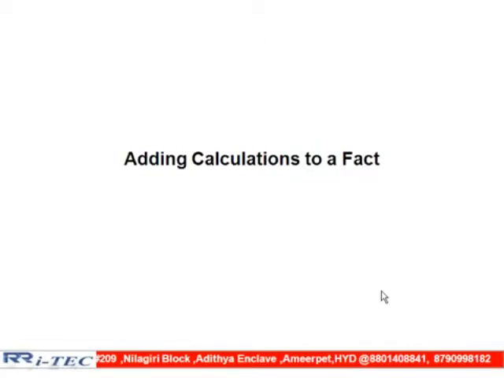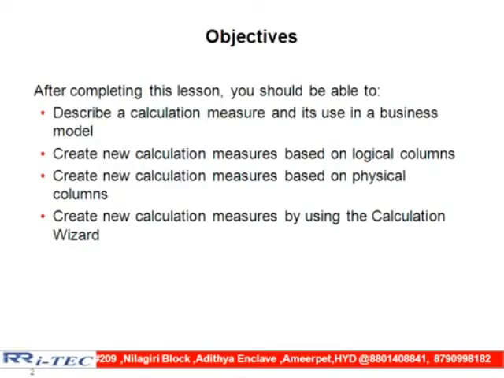Because it is reusable. Once you create it in the RPD, we can reuse it in multiple reports. Due to that reusability, any calculation that is used more than once, we surely need to create at the RPD level. Am I clear on that point? Why and when you need to go for this? And to create these calculations, these are the points you need to understand by the end of this lesson. Describe a calculation measure and its use in a business model.